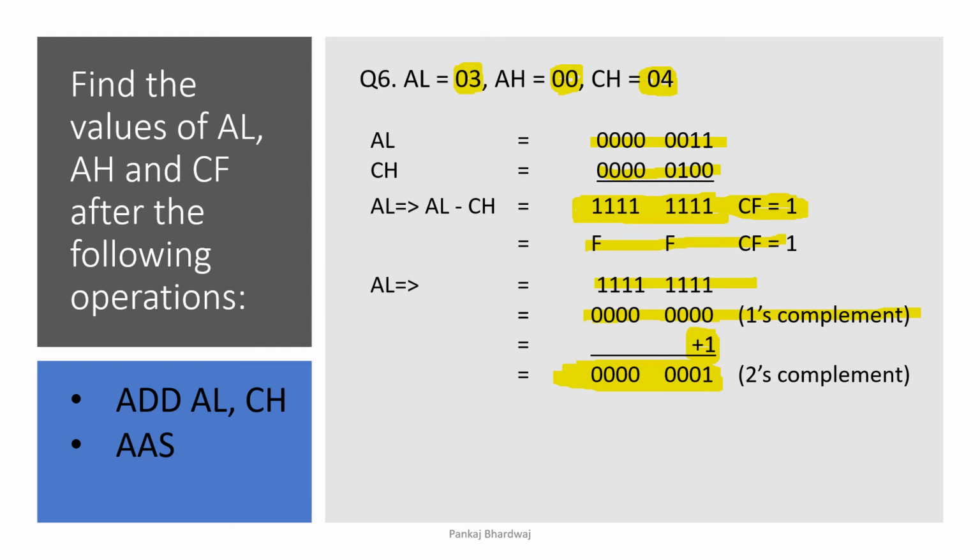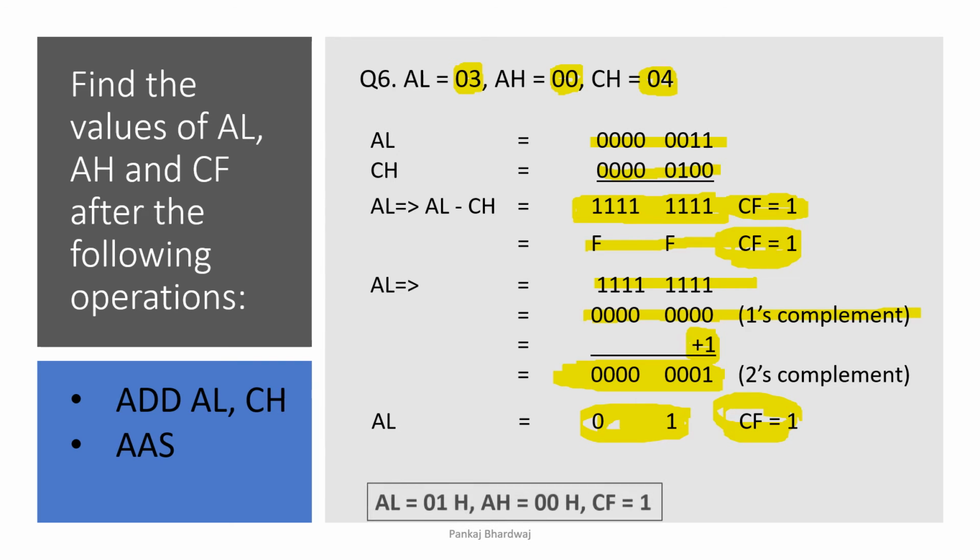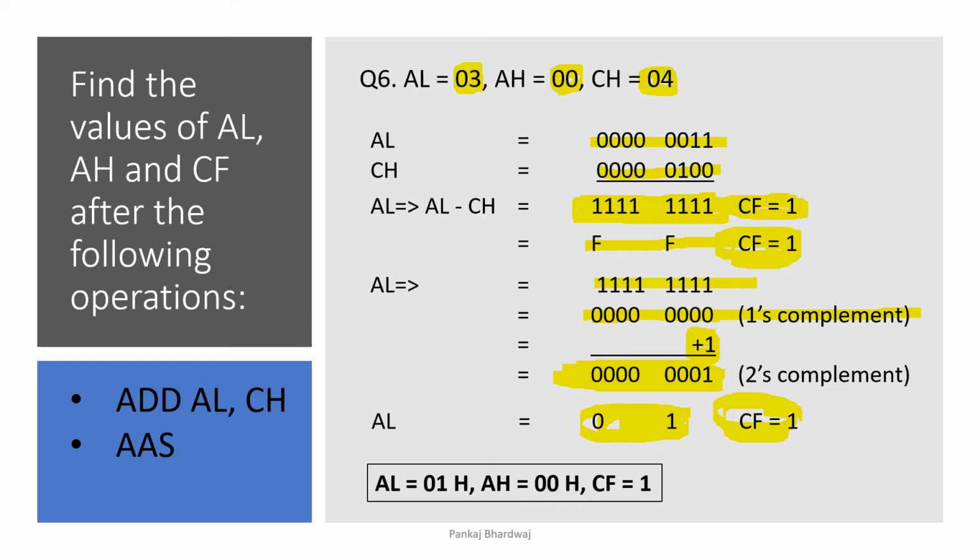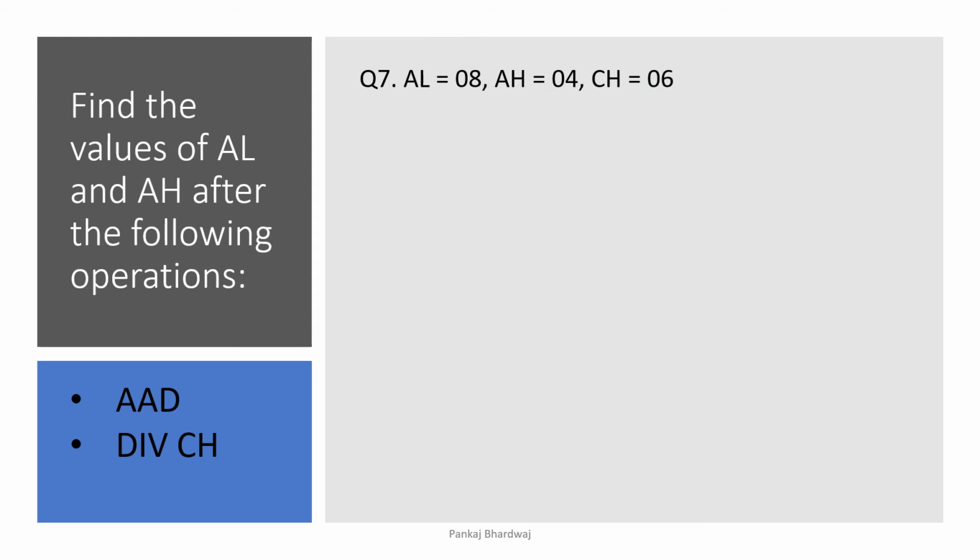And as we know that the result is stored in 2's complement fashion, so the result, that is 0000 0001, that is basically 01, and along with it the carry or borrow flag is 1. So this carry flag is 1 and AL equals 01 is stored in the result. So AL will be 01, AH is 00, and the carry flag of borrow is 1. Clear? Next question is AL equals 8, AH equals 6, and CH equals 6.